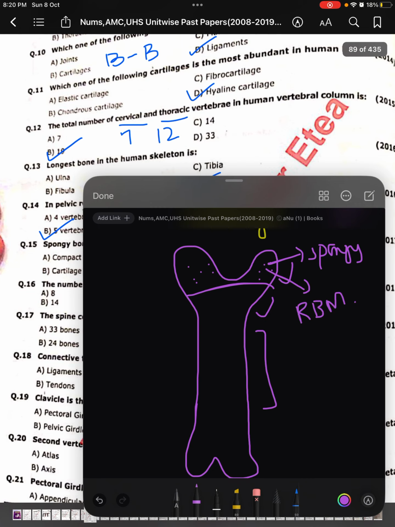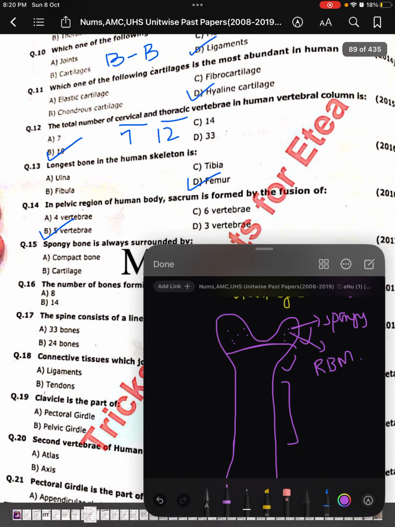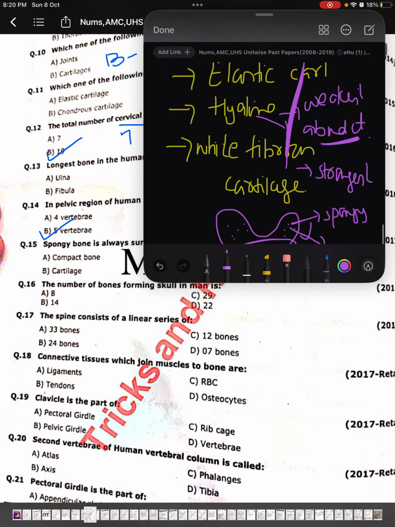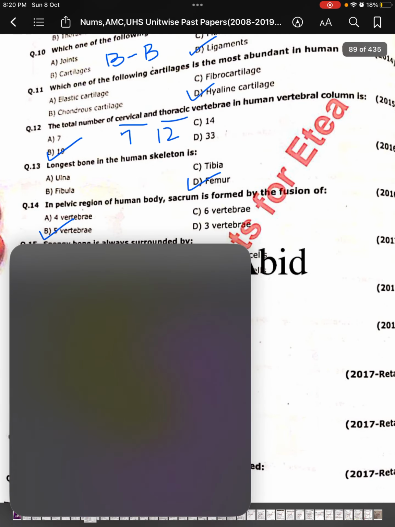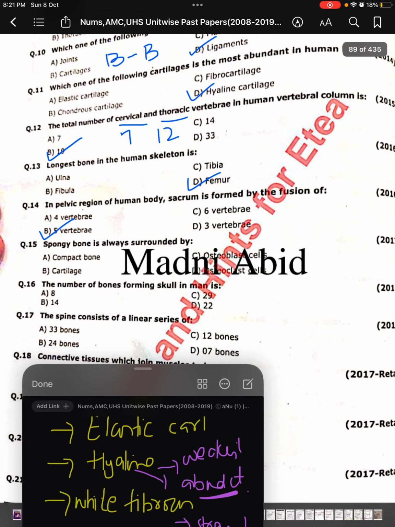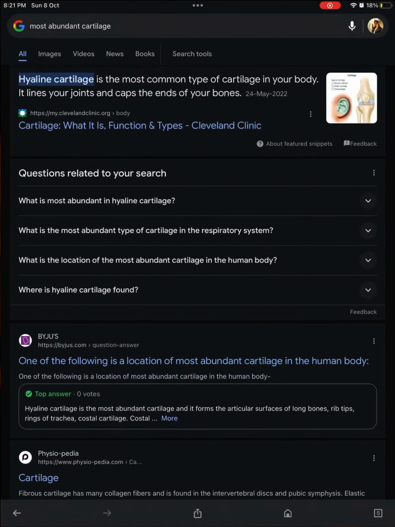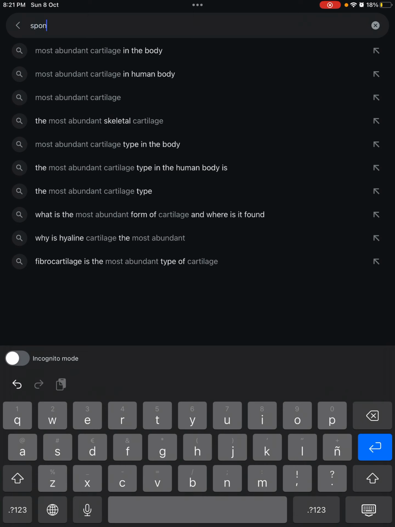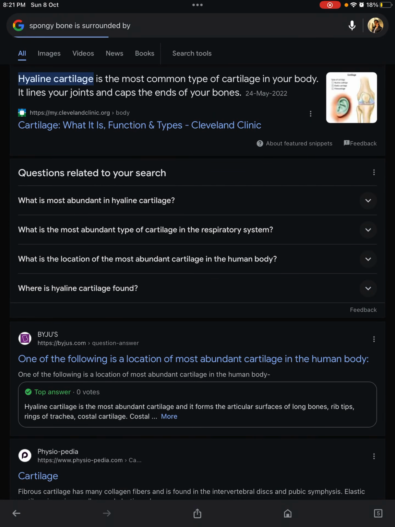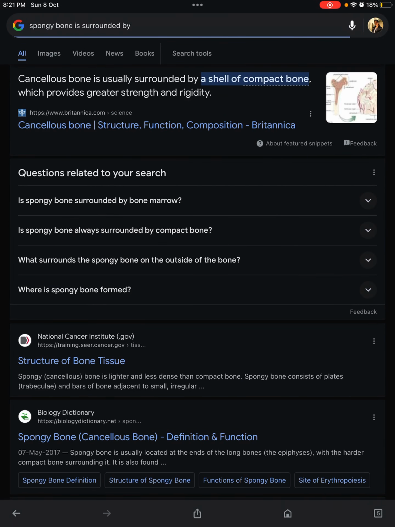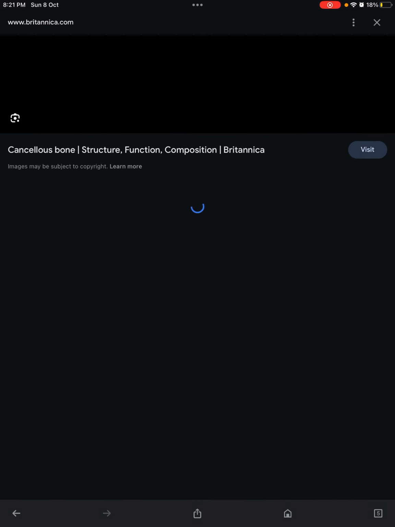So here let's think that this spongy bone is surrounded by what? Osteoclast, compact bone, or cartilage. I don't know. Let's check. Spongy bone is surrounded by what? Cancellous bone is surrounded by a shell of compact bone, which provides greater strength. Okay, they are showing here as well.